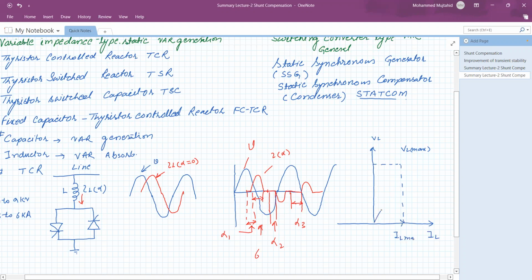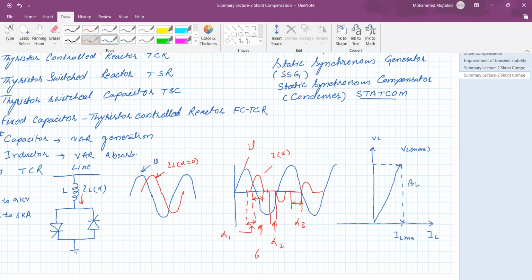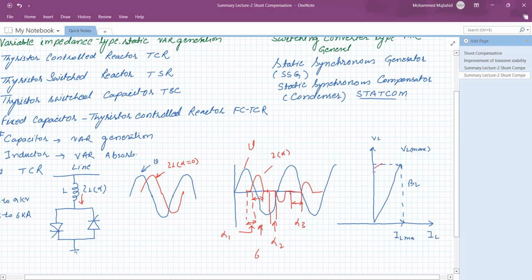This is the admittance line of the inductor BL, and this is the region, or area, in between which VAR generation, reactive VAR generation or absorption can be obtained. So this is the working region, or operating VI area, of the thyristor controlled reactor.